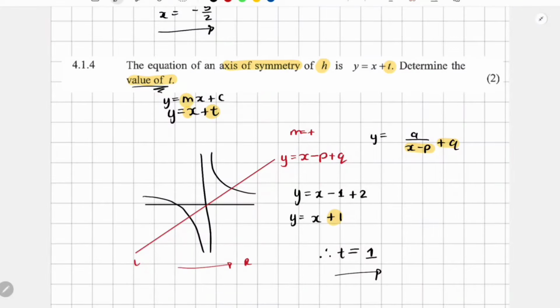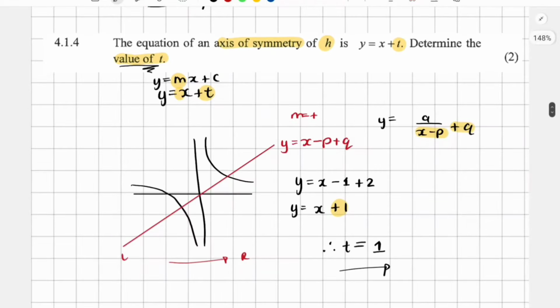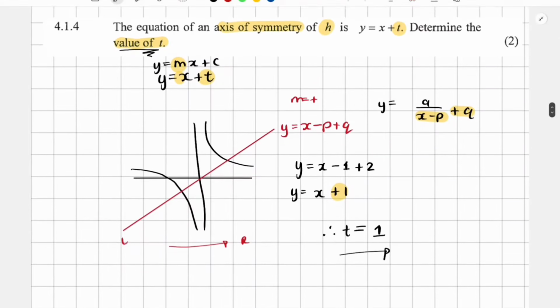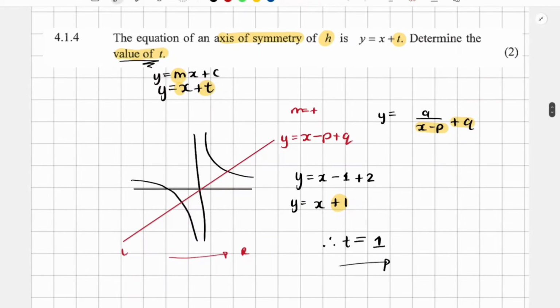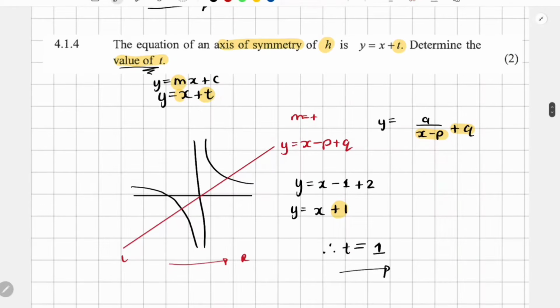Okay, so I'm adding this to the explanation on 4.1.4 because when I was looking at this question while editing, I noticed that it's actually an easier way to solve this. Remember, it's only worth 2 marks. Notice that in the beginning, they already give you the equation of this line. They just don't give you the value of t, and you have to find that.